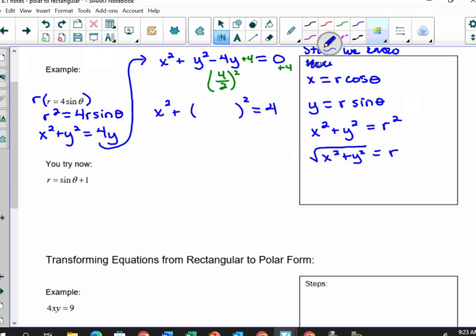Okay, I completed the square. That y squared minus 4y plus 4 is y minus 2 quantity squared.